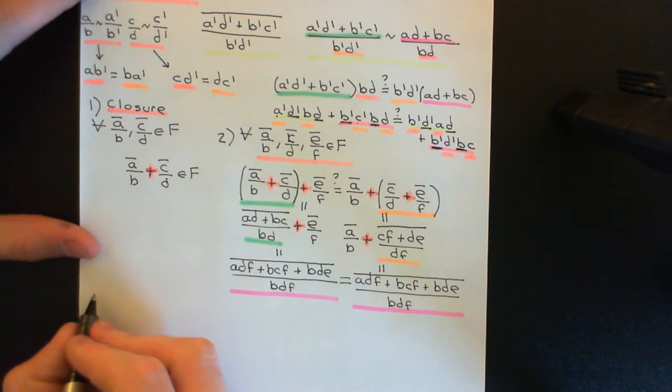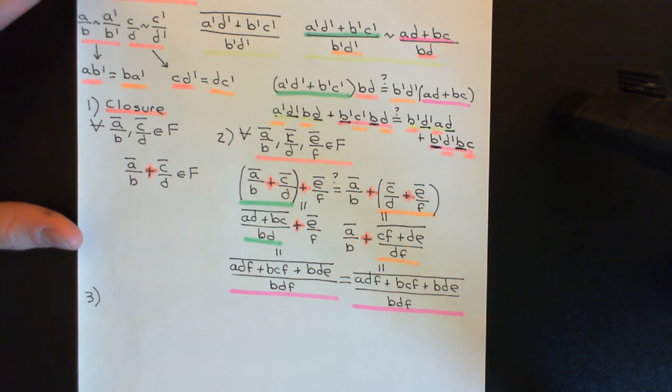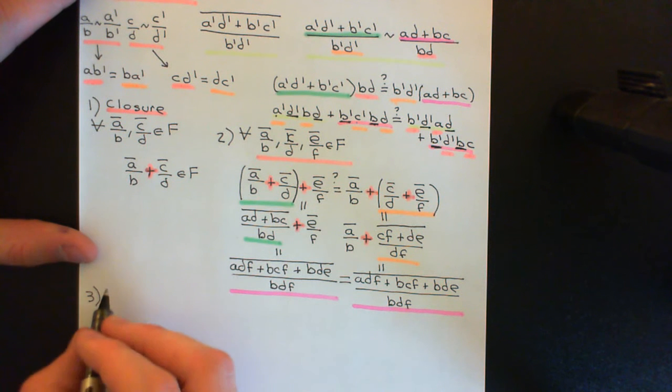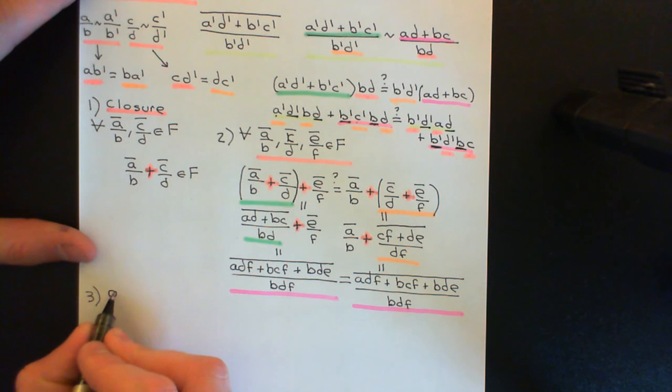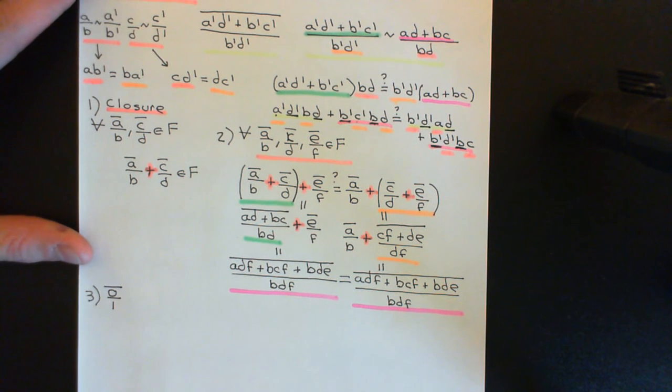Next, axiom number 3 now. We want to prove that there is an additive identity. So something that will add to all other fractions, or all other equivalence classes of fractions, to give that equivalence class back again. So I claim that the additive identity is the equivalence class that contains the fraction 0 over 1.